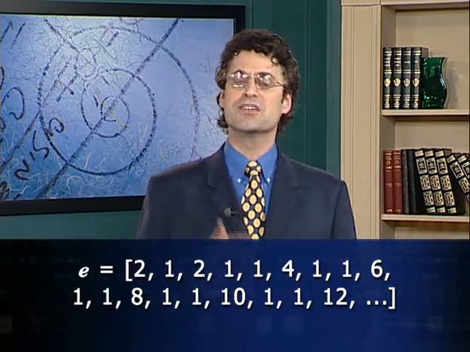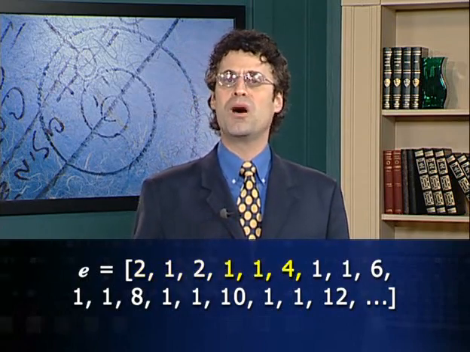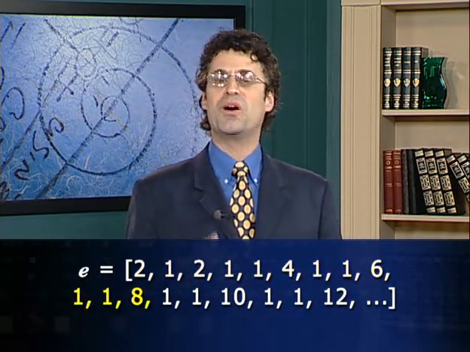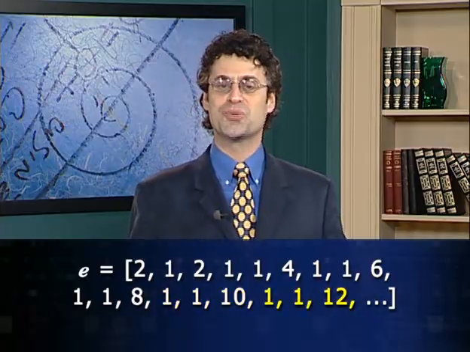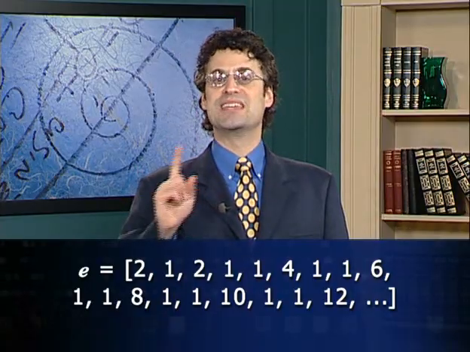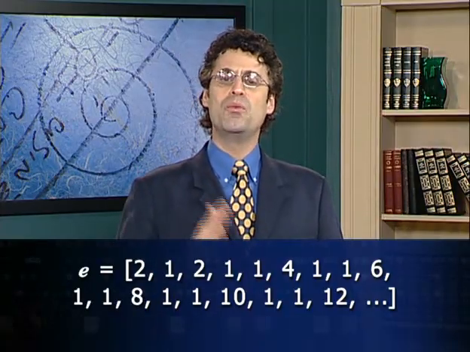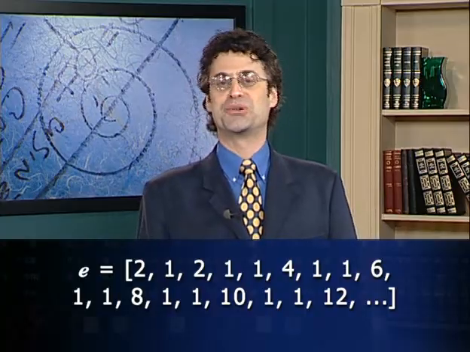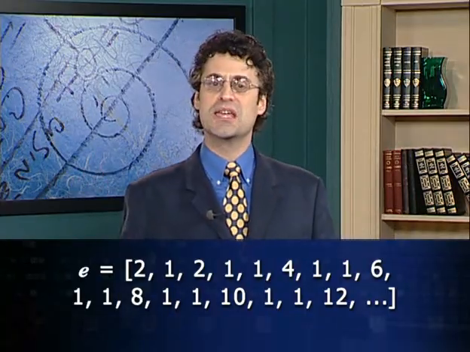And we see the pattern 2, 1, 2, 1, 1, 4, 1, 1, 6, 1, 1, 8, 1, 1, 10, 1, 1, 12. In fact, it's a difficult theorem, but a theorem nonetheless, that this pattern continues forever. We always see 1, 1 and the next even natural number. Absolutely spectacular. Well, this incredible structure hidden within the number e only comes into focus through its continued fraction expansion.